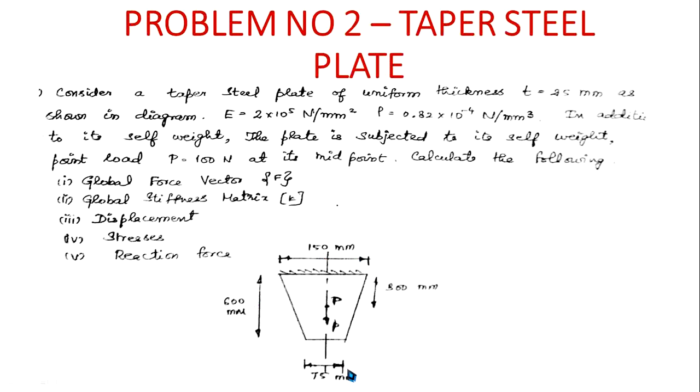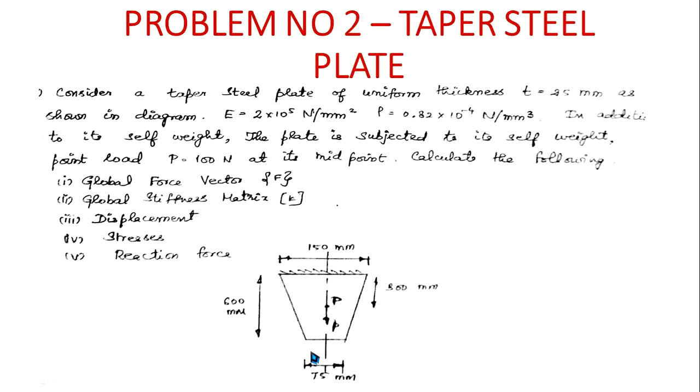So this is the figure. It is a tapered steel plate, which means the width varies at each point throughout its length of 600 mm. Its width is 150 mm. So length of the plate is 600 mm. At the midpoint, that is 300 mm from this fixed region, there acts a load of 100 Newton. The lower portion, the shortest width is 75 mm and the largest width is 150 mm. With respect to this, we have to solve it.